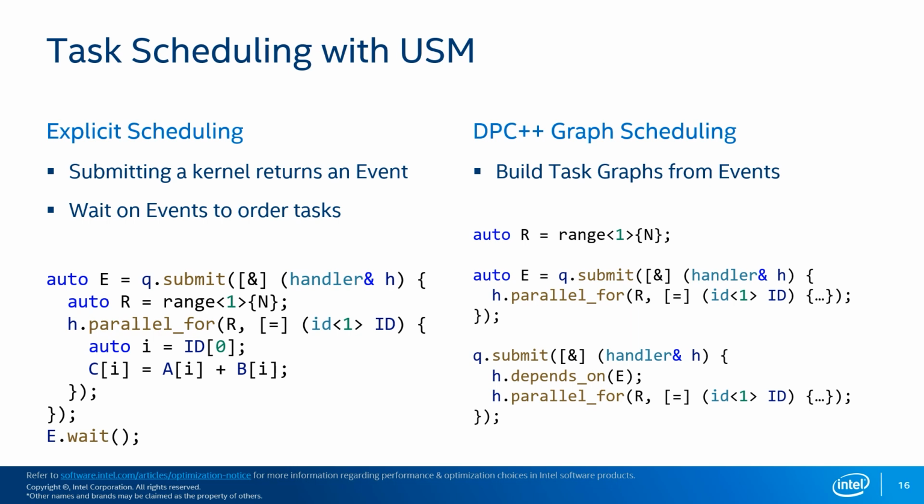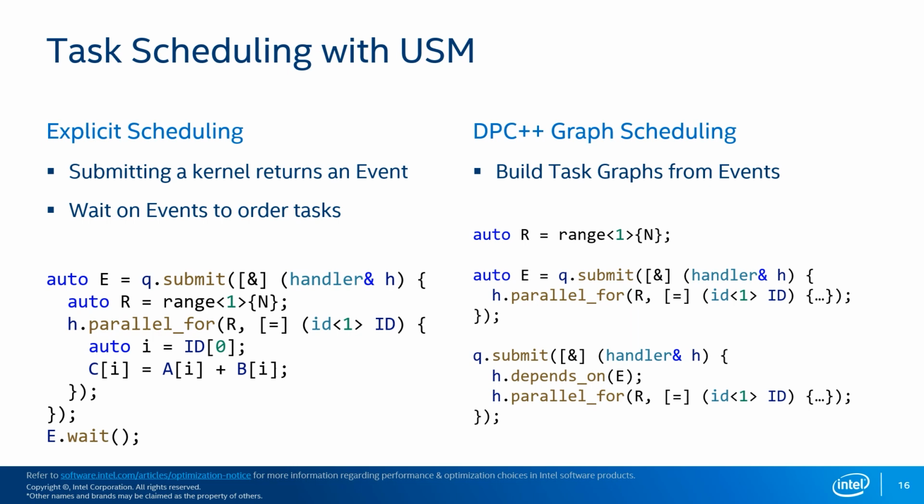SYCL programs using buffers order the execution of kernels through data dependencies specified by accessors. These data dependencies allow programmers to define complex execution graphs that the runtime executes in a legal order. With USM, we no longer declare accessors when defining kernels. Consequently, USM cannot use data dependencies to order the execution of kernels. Instead, we must use an alternative method to define how kernels are ordered in a program.